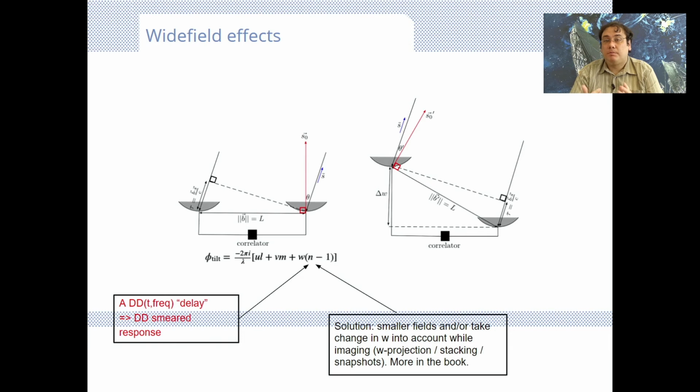Now, let's look at the 2D interferometer in the case where we take measurements over a wider field of view. In this case, the delay that we're measuring of the signal propagation between an antenna P and antenna Q depends on this Wn-1 term, right?